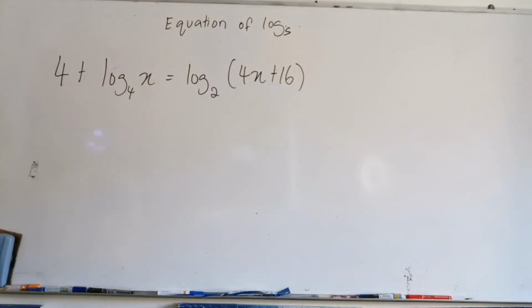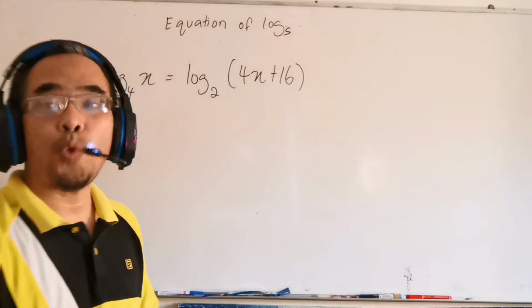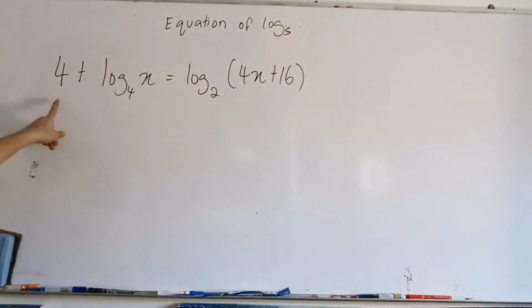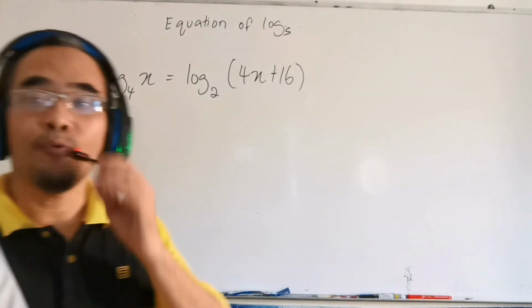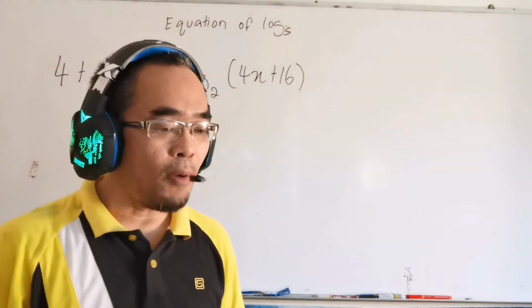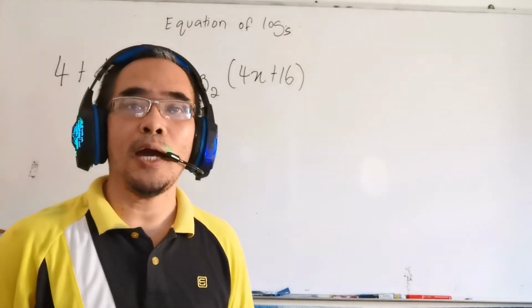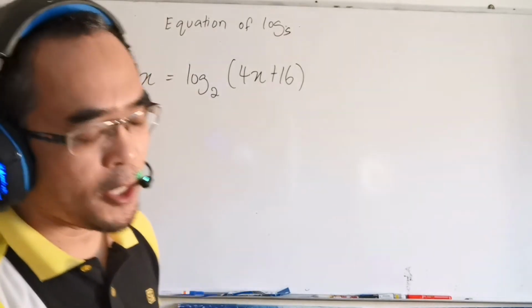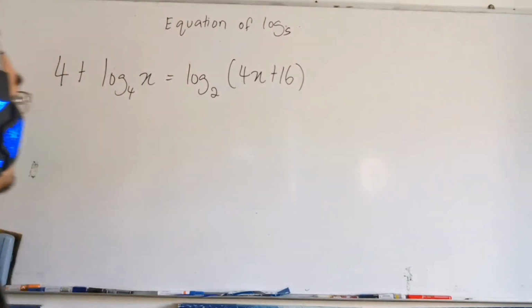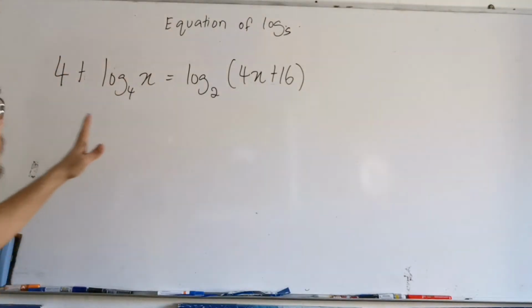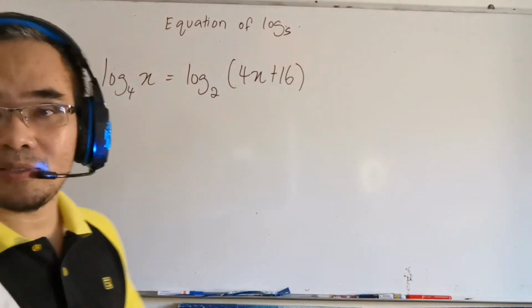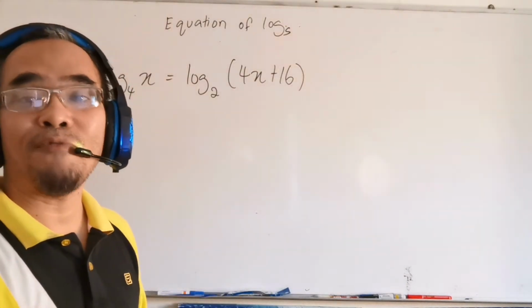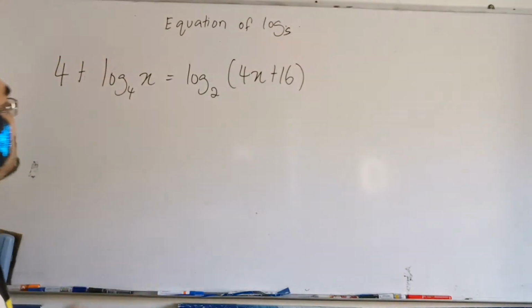Let's try to answer another question on the equations of log. So 4 plus log 4x equals log 2 4x plus 16. Firstly, where this question comes from is offered for your reference. I think it's 2019 at page 95. Solving the equation means we have to find the value of x here. Because the variable is x, we have to find what is the value of x.